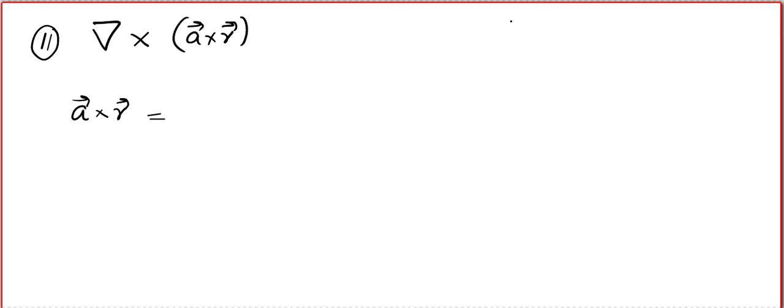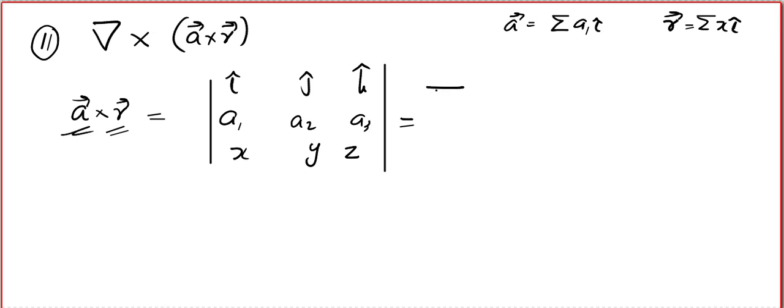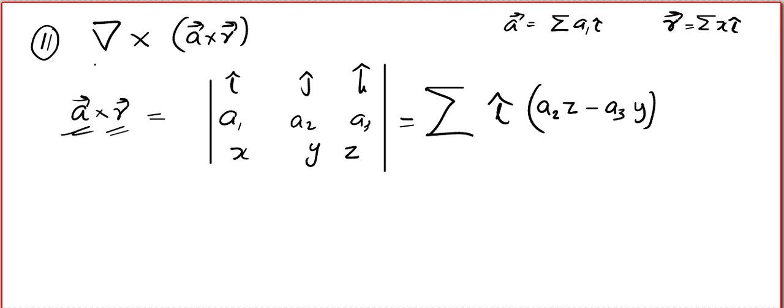So in the examination you have to define, let A be A1i plus A2j plus A3k, that is equal to sigma A1i. And let R be xi plus yj plus zk, that is equal to sigma xi. So A cross R will be i, j, k. What are the coefficients of A? A1, A2, A3. What are the coefficients of R? X, y, z. Come on, let's go for the summation method. Let's put a big summation over here. And I, okay, come on, expand. A2z minus A3y. Finished. Now let's go for the main part.